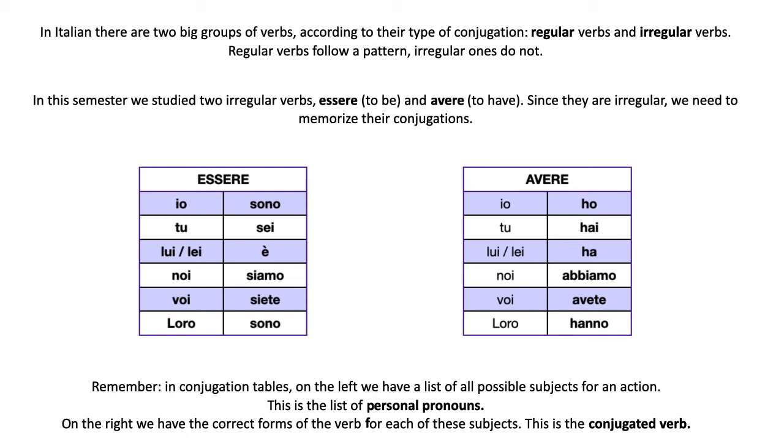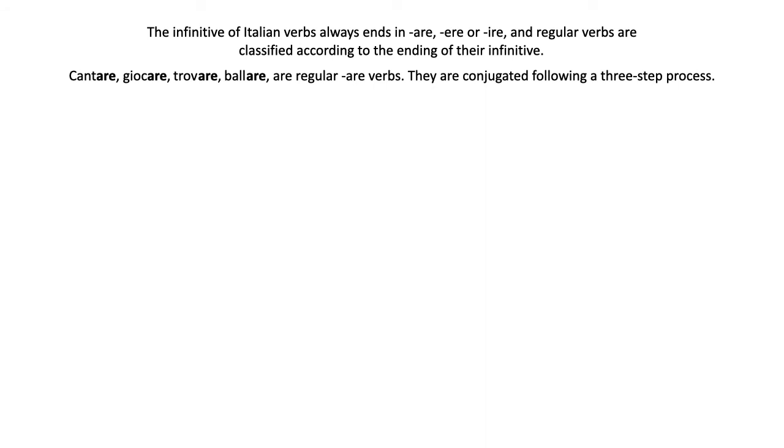Now, we also studied the regular verbs, right? We said that regular verbs in Italian are classified according to the ending of their infinitive, right? So we have 3 big groups, right? We have the are, the ere, and the ire verbs, right? And we studied a 3-step process for conjugating regular verbs.